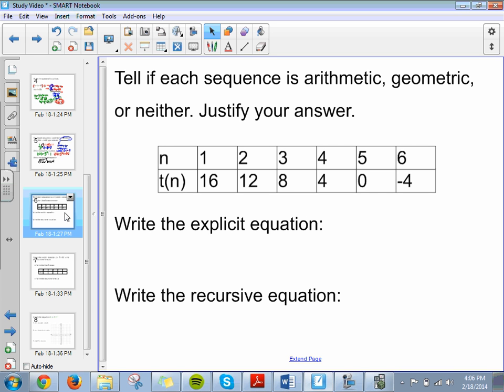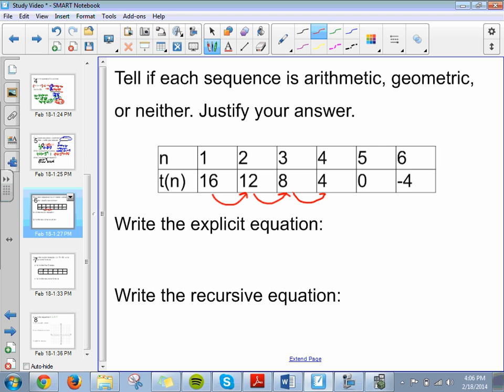Another way, you'll see that the questions are exactly the same, but the form it's in is a little bit different. Instead of having a list of numbers, you will see a table. So we'll be able to look at the table and determine whether the sequence is arithmetic, geometric, or neither, and explain. When we look at this one, we can see that we are moving up, or sorry, in this case, moving down. Our sequence keeps decreasing by 4 every time.